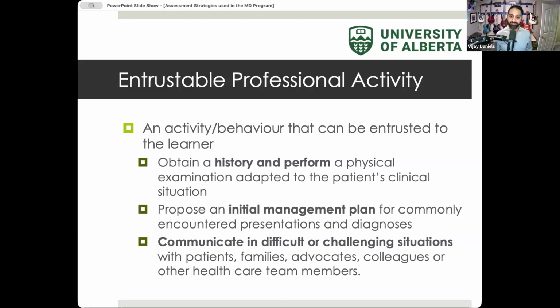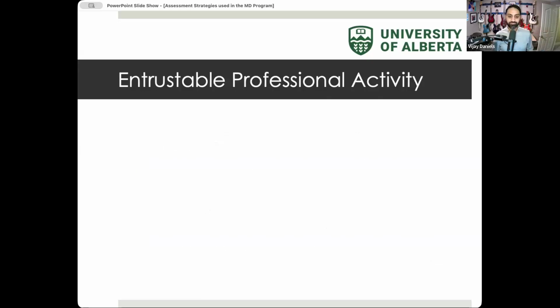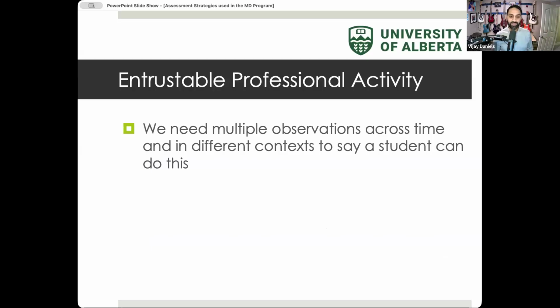Now, these are just examples at a medical school level. You can think of your own specialty programs where you would raise it to the next level. The key thing is we need multiple observations across time and different contexts. A student can't just collect their history-taking EPAs in internal medicine and say that's good enough, because it is very context specific. How they do in obs-gyne, family medicine, surgical cases, all of that is important to truly build the picture that they can take a history across different contexts.